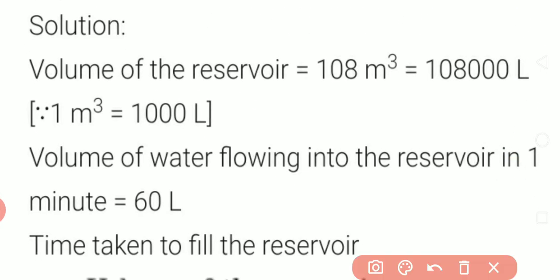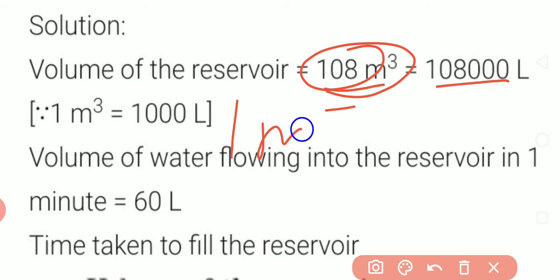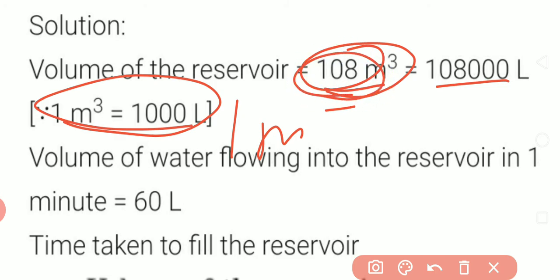So let us start the solution. Now the volume of the reservoir is 108 m³, and we have been given the speed in liters. So we have to convert this cubic meter into liters by multiplying by 1000. You know that 1 m³ equals 1000 liters. This is written here: 1 m³ equals 1000 liters. So 108 m³ will be equal to 108 multiplied by 1000. Okay, this is the conversion in liters.